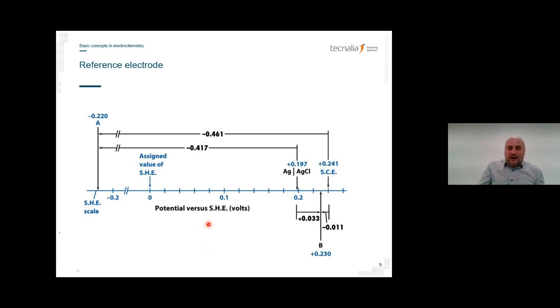I would like to show you here something very important when it comes to reading electrochemical information. It's very important to always refer to the reference electrode that is used when a potential measurement is done, because without the information of the reference that is used, it's impossible to compare measurements.